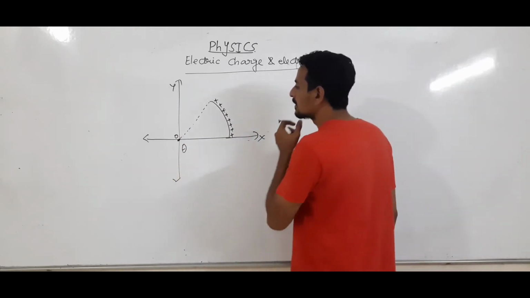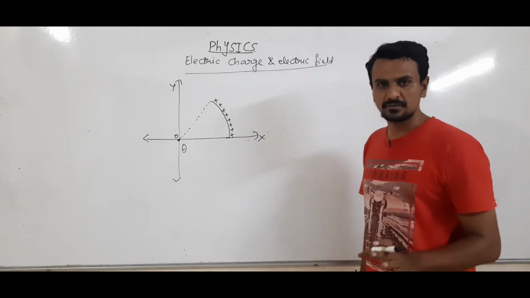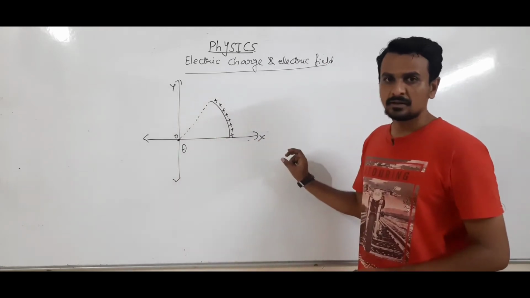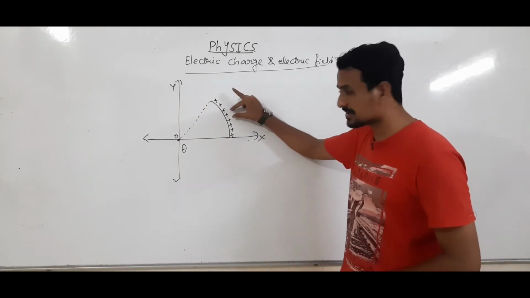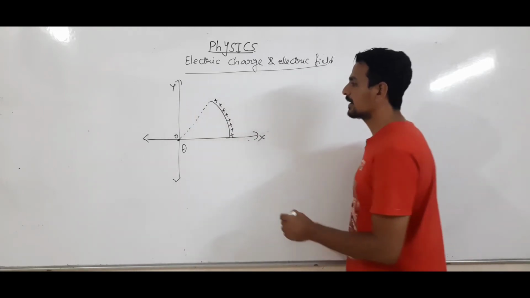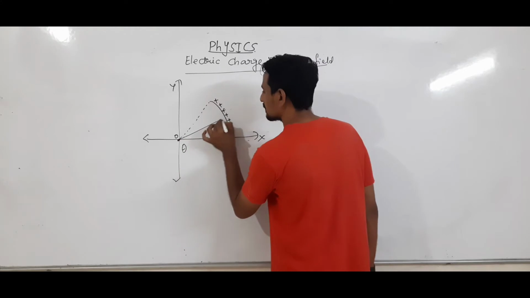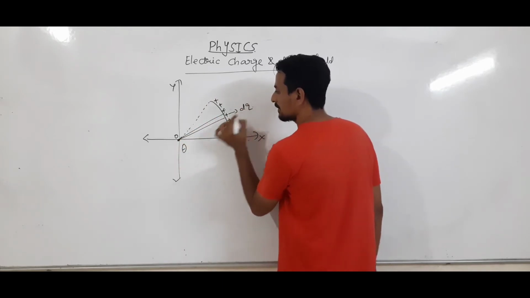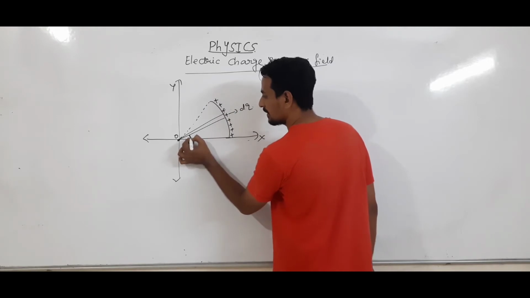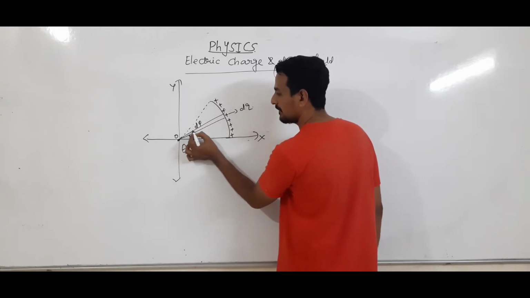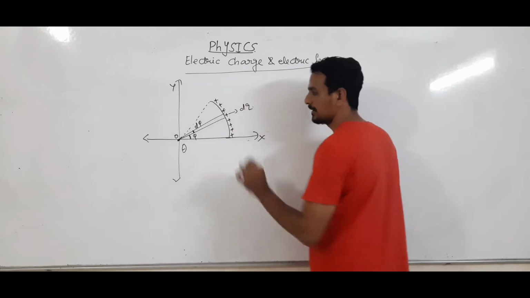Again we'll follow the same procedure. We'll consider a charge dq, write the formula of electric field because of a point charge, and then integrate. So let us take a charge dq. Suppose this angle is, let us say, phi, and this is d phi. Phi is this angle, d phi is this angle, and theta is the total angle.